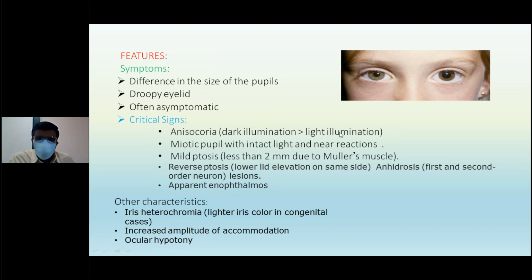Anisocoria, dark illumination is more than light illumination. Miotic pupil with intact light and near reactions. Mild ptosis less than 2 mm due to weakness of the Muller's muscle. Reverse ptosis, there is enophthalmos. The eyeball is slightly inwards. You can see here, it is slightly inwards. These are all the features of Horner syndrome. Oculosympathetic pathway.